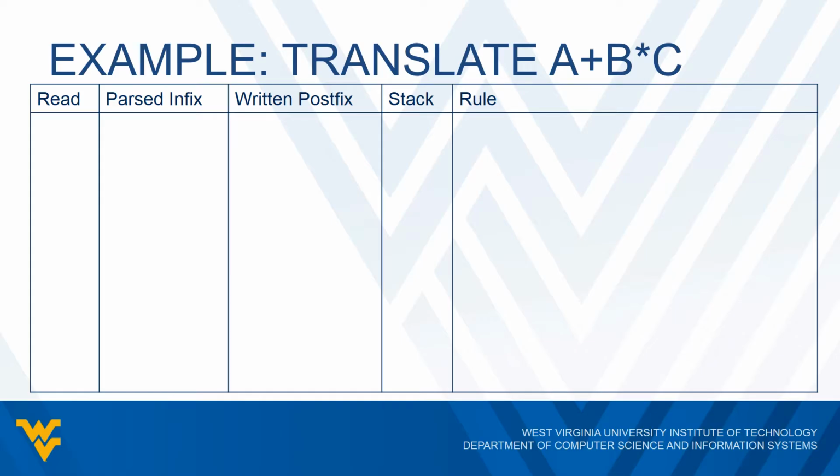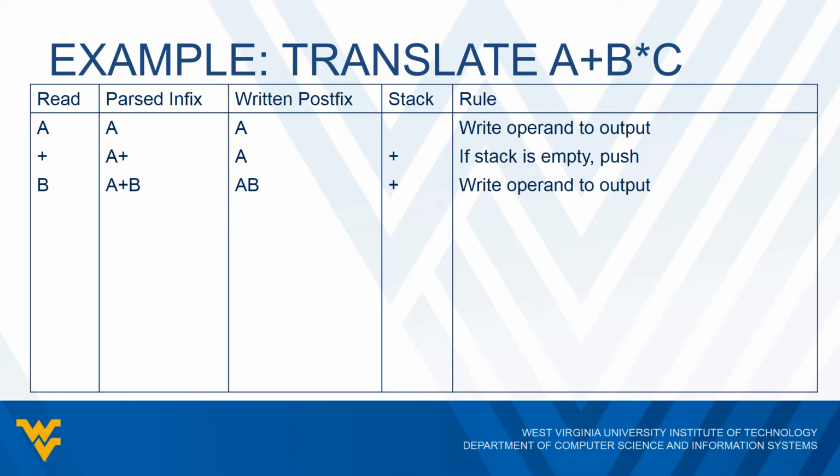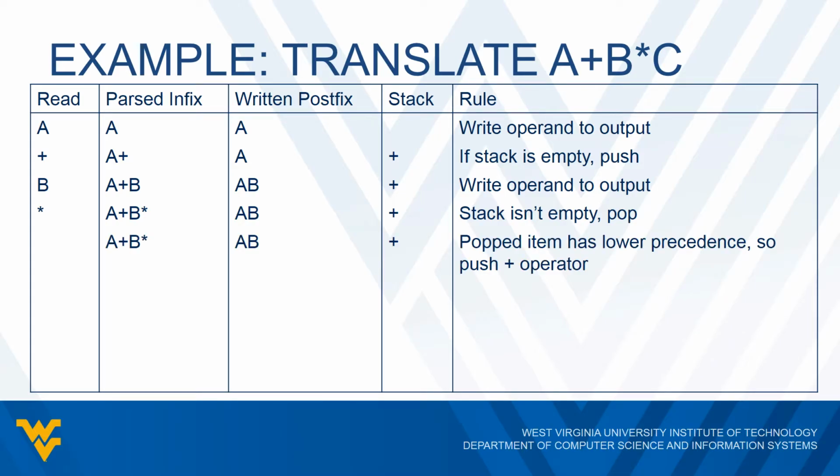Now let's apply the rules to translating A plus B times C. We read the A, so we're going to write A to our output. We read the plus sign, so since the stack is empty, we're going to push the plus sign onto the stack. We then read the B, so we're going to write that directly to our output. We then read the multiplication symbol. So since that is an operator and our stack is not empty, we're going to pop the stack. In this case, the item that we pop is the plus sign and it has a lower precedence, which means we're going to push that back onto the stack. Finally, we will push the multiplication symbol onto the stack as well.